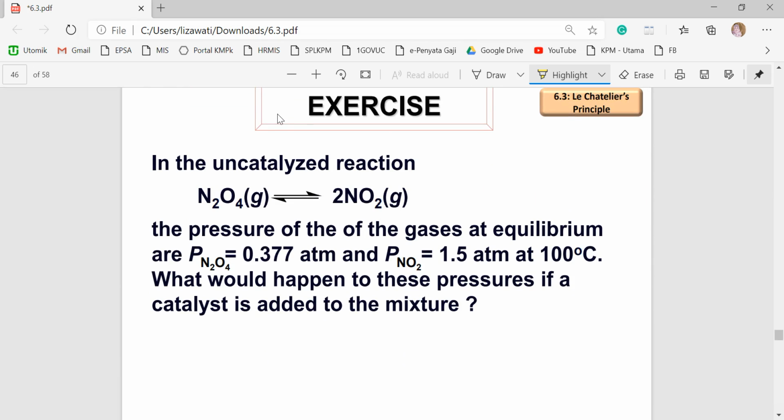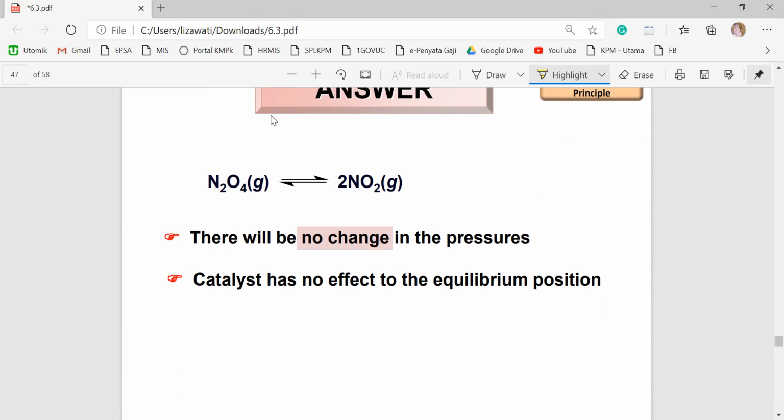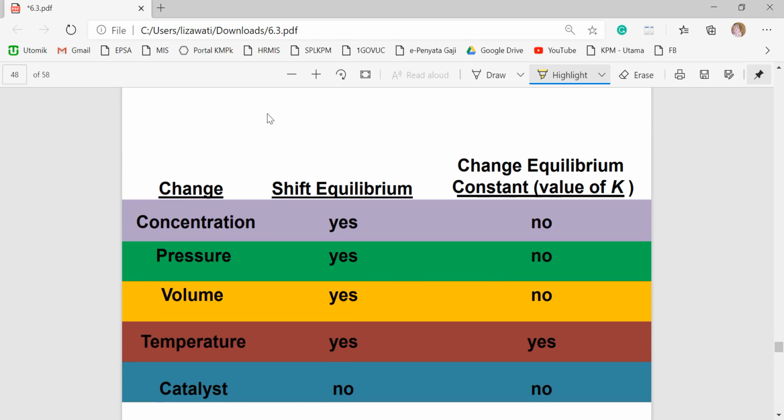meaning that without any catalyst used, the pressures of the gases at equilibrium are also given to you, the partial pressure of reactant and product. What will happen to this pressure if a catalyst is added to the mixture? There is no change in pressure, because a catalyst has no effect on the equilibrium position. So keep in mind.